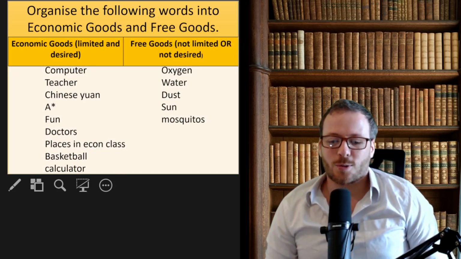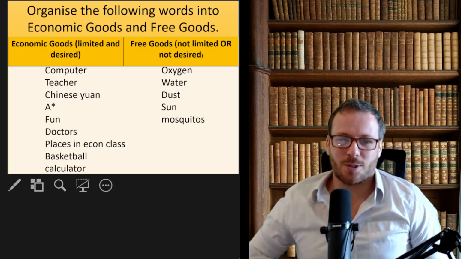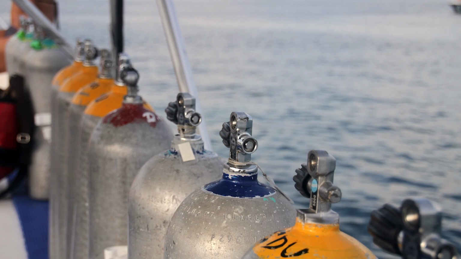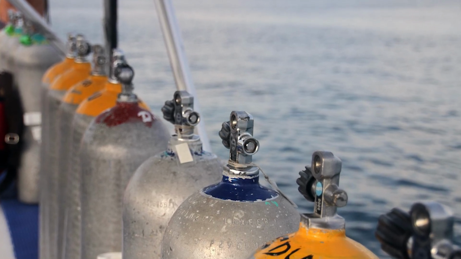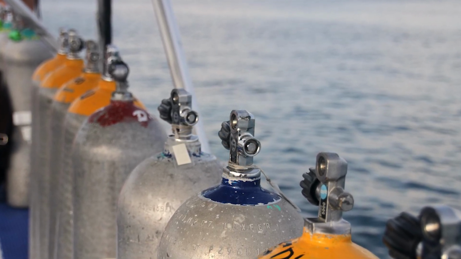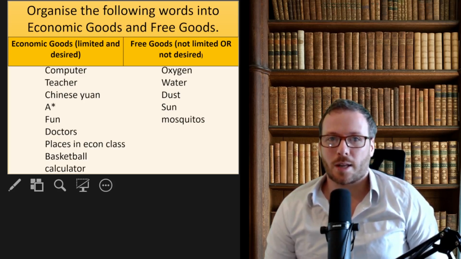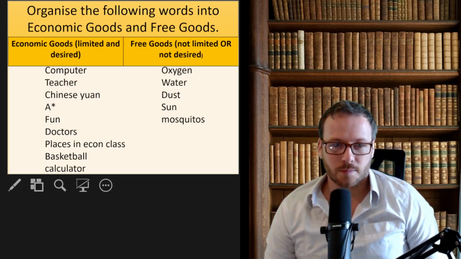Some of my students do contest me on this, particularly oxygen. One day they believe it's going to become an economic good. And actually, when you climb a mountain, you buy oxygen, right? Concentrated oxygen. So maybe one day it will become even more of an economic good rather than a free good like it is mostly today.